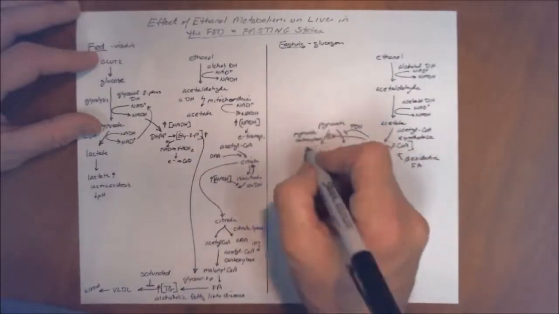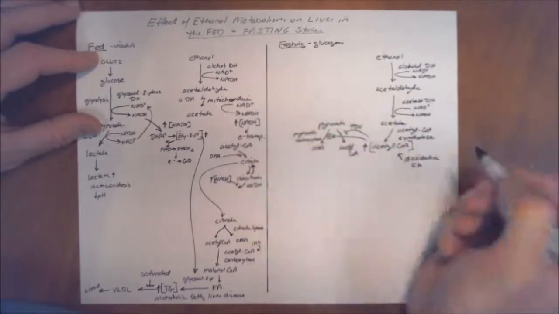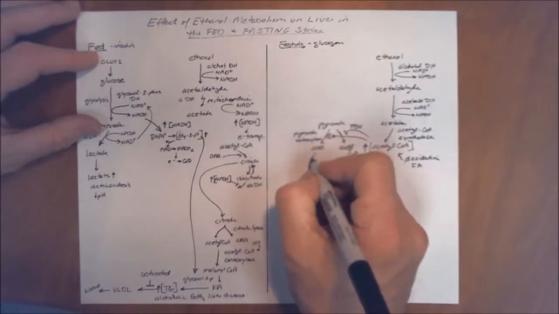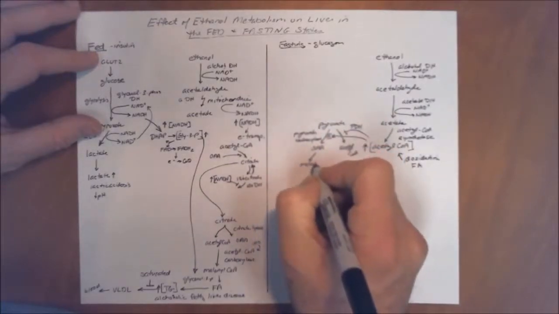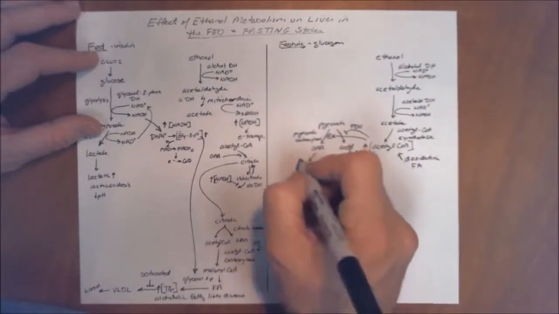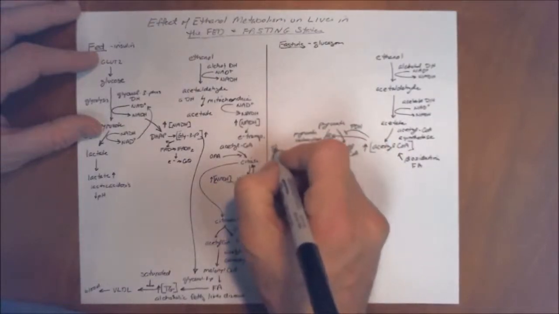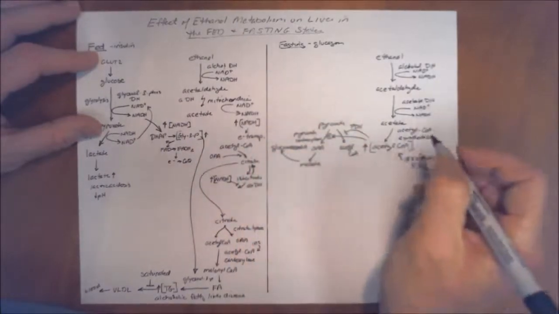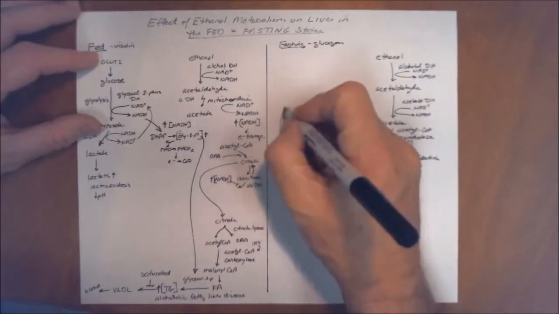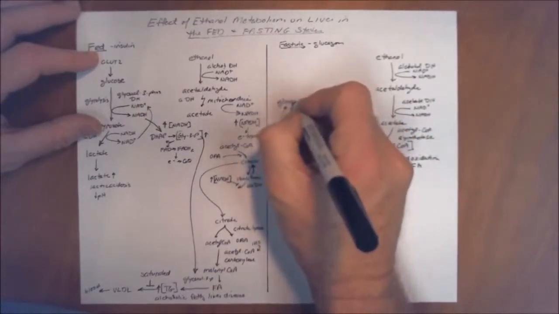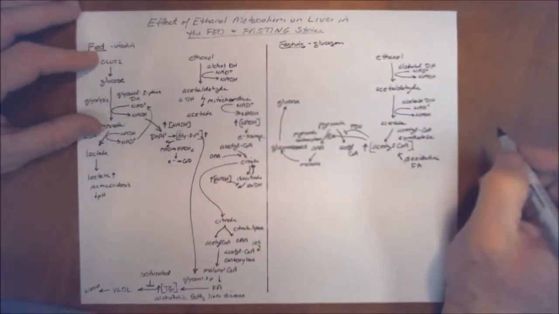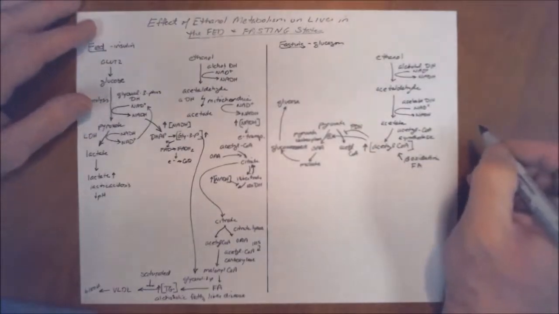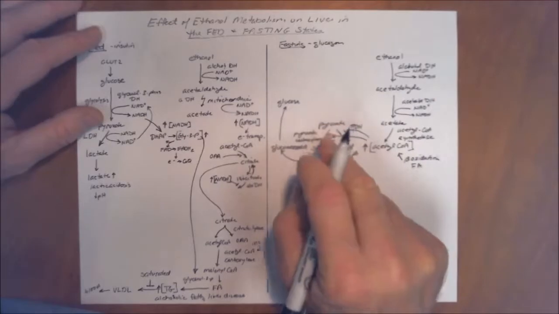And this will convert pyruvate into oxaloacetate. The oxaloacetate, of course, will now be converted to malate by reversal of the malate dehydrogenase enzyme. And now we can take the malate and enter gluconeogenesis to make glucose. Now the problem with this reaction is that we are going to be limited on the substrate pyruvate for this reaction.